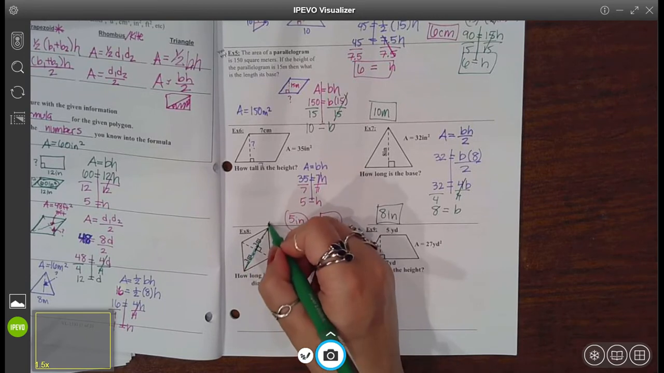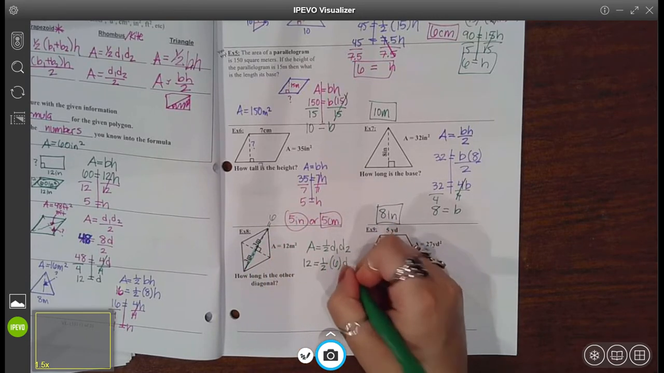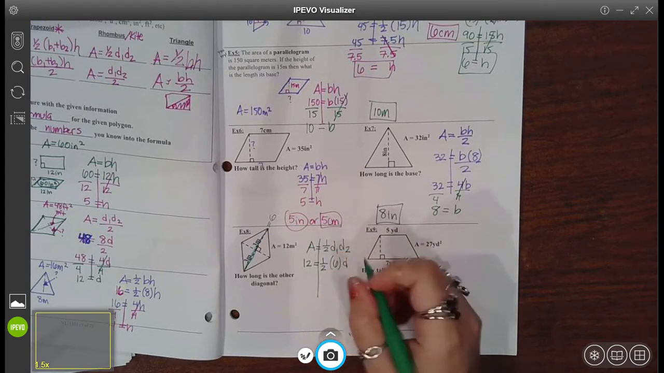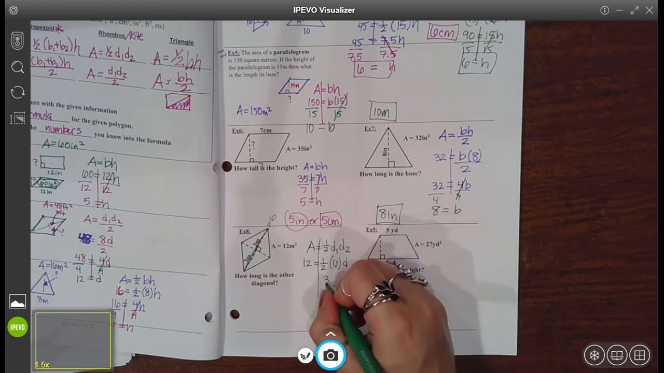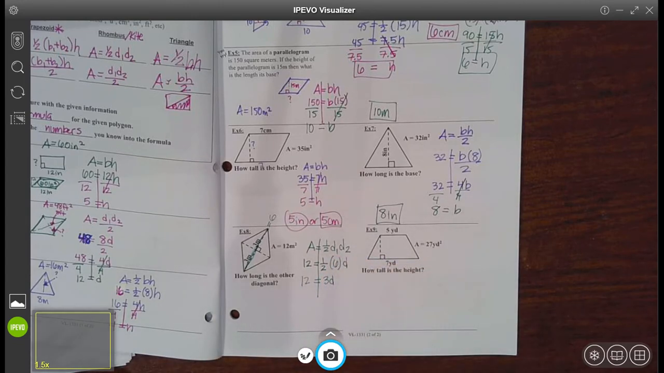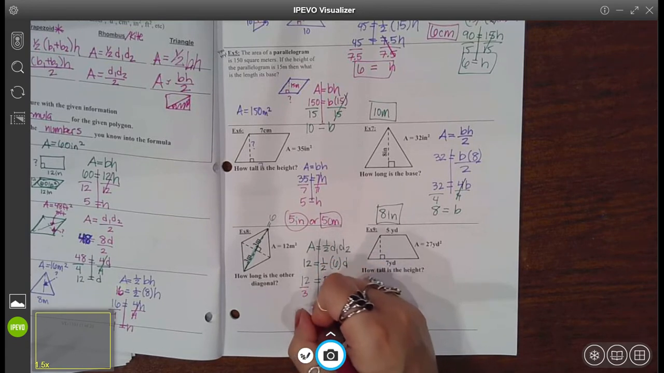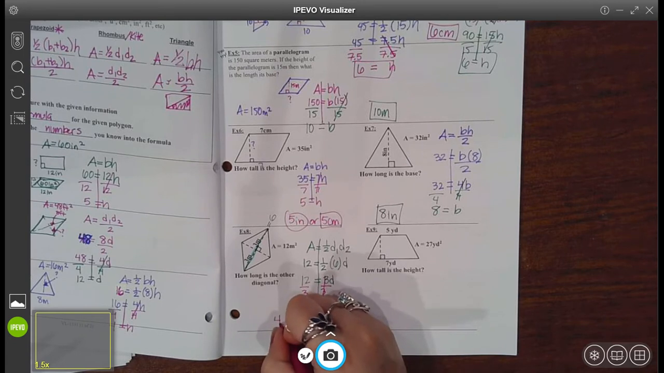Well, 3 plus 3 is 6. So that diagonal length is 6. And then we don't know this diagonal. To simplify, half of 6 is 3. And now you have 3 times what is 12? We'll divide by 3 to figure that out. You get d equals 12 divided by 3 is 4. So the other diagonal is 4 meters.